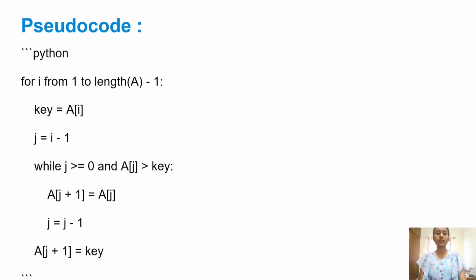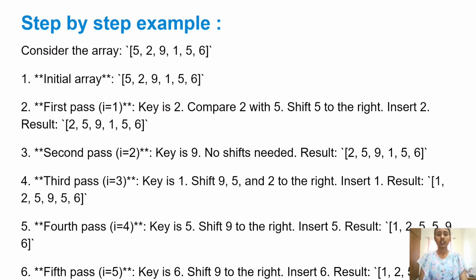The pseudocode of the insertion sort is represented here. You may take a look at this. Then let's take an example for this. Consider the array consisting of 5, 2, 9, 1, 5, 6. The first step is the initial array, meaning the given question: 5, 2, 9, 1, 5, 6.